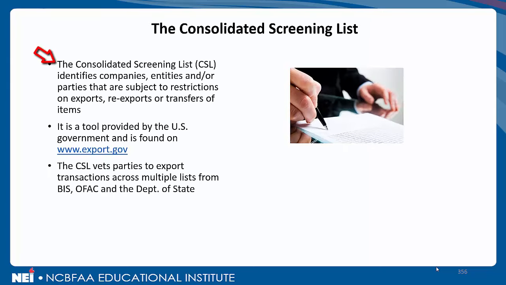The Consolidated Screening List identifies companies, entities, and/or parties that are subject to restrictions on exports, re-exports, or transfers of items. It's an online tool provided by the U.S. government, and it is found on export.gov. The Consolidated Screening List vets parties to export transactions across multiple lists from BIS, OFAC, and the Department of State. It's a single source to be screening transactions across multiple lists in a single place.